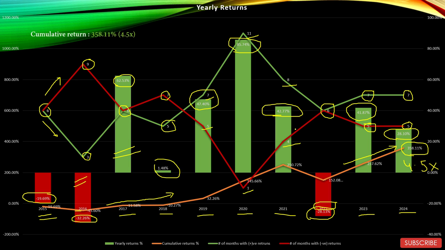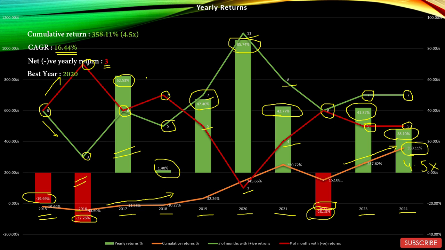Let's see the takeaways. First is the cumulative returns of 358.11%, which is 4.5x. CAGR of 16.44%, this is not a good CAGR. I would even say it is a below average CAGR. Net negative yearly return, again, in 3 years it has given negative returns over the last 10 years. Another negative point for this sector.